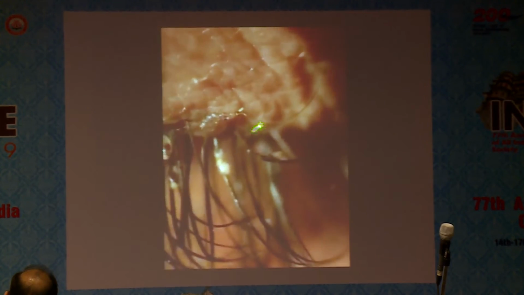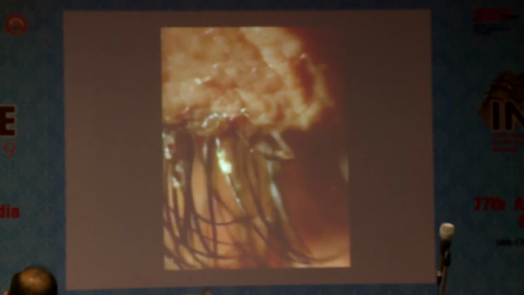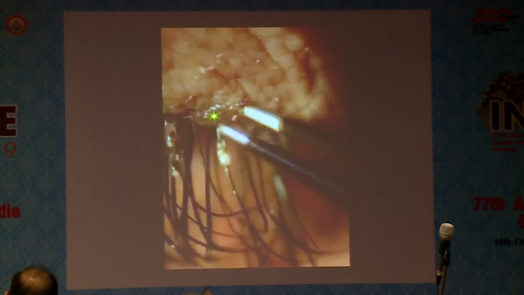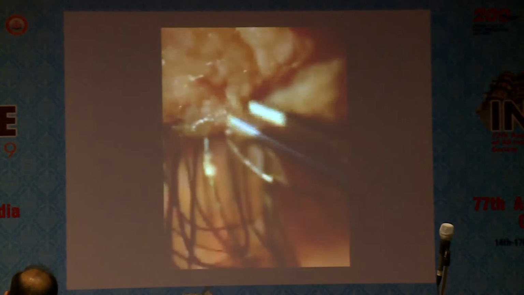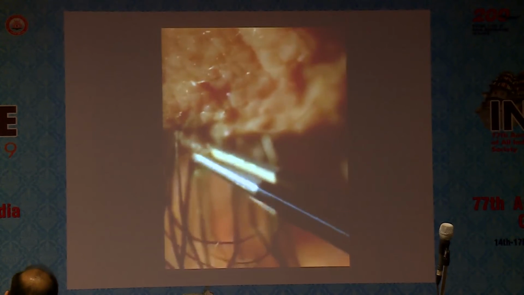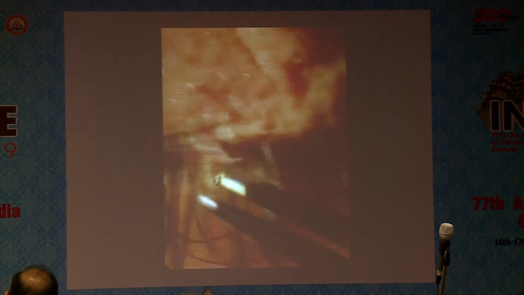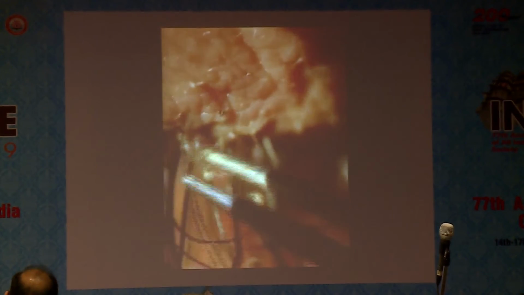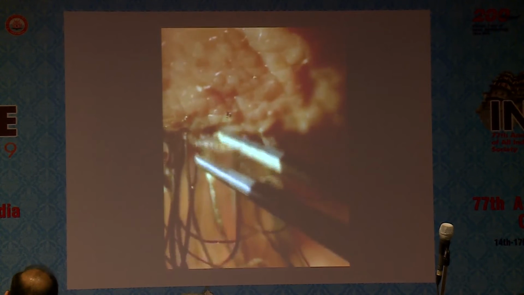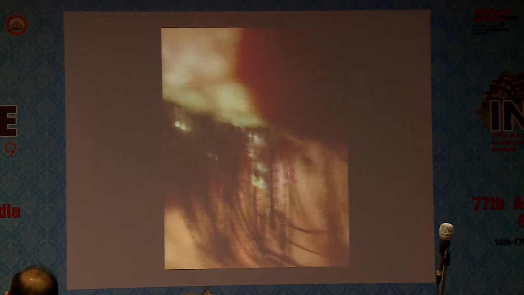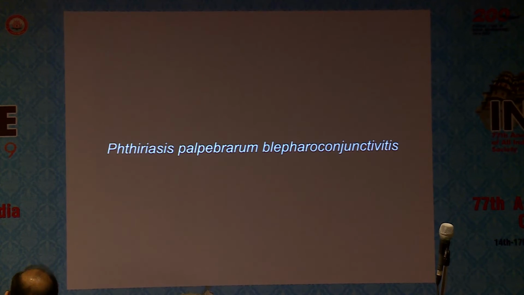So this patient had a constant complaint of itching and irritation, and was treated with lubricants and antibiotics. I'm trying to remove this louse manually. And see how tenaciously they are holding the lash. The entire lid comes down, and the louse is still holding the lash. So mechanically, I removed all these lice from the lid margins as well as the eggs. And the diagnosis was obviously Phthiriasis palpebrarum with pharyngoconjunctivitis.